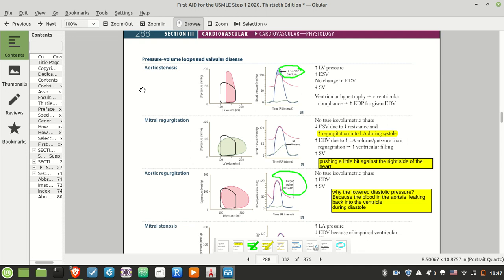So let's start with aortic stenosis. What's the first thing you're going to notice with aortic stenosis? Whoa, holy moly, the stroke volume is going to decrease. Right here, your systolic volume is actually going to end up increasing. Yikes, no good. But what else?